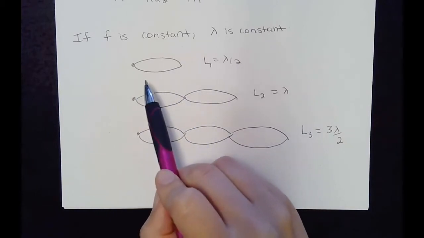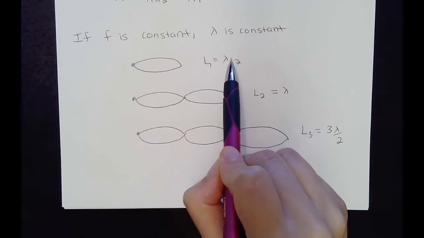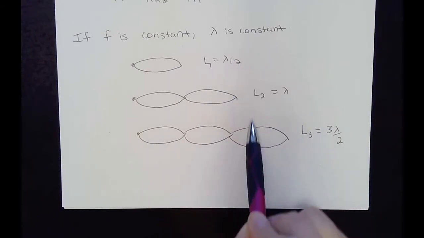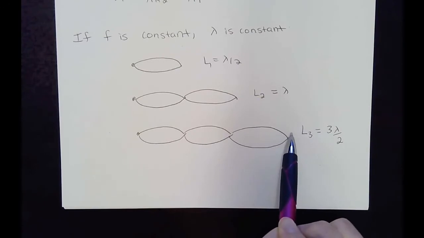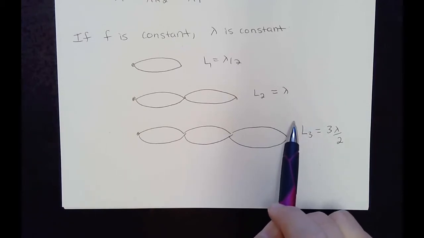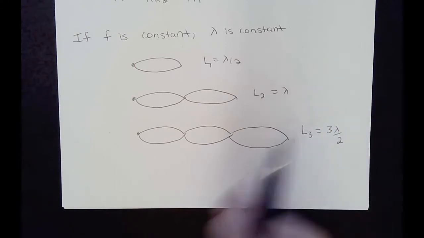So if L1 is lambda over 2, then we would need twice the length of the string. We'd have to lengthen it in order to see the second pattern, which would have length lambda. And then we could lengthen it another wavelength over 2 in order to see the third resonance pattern here. So either way, we can find these three and then many more resonance patterns for that string.